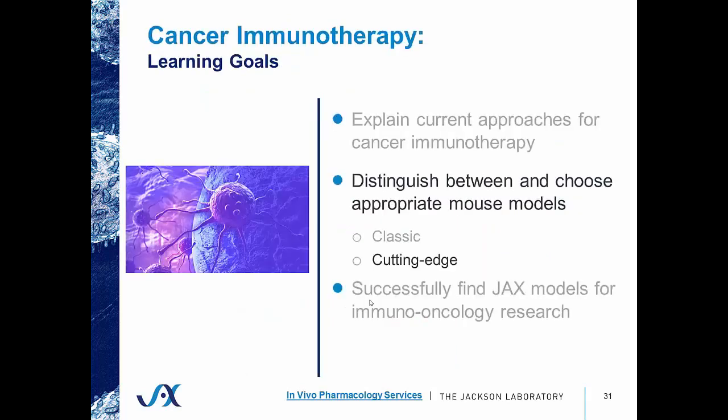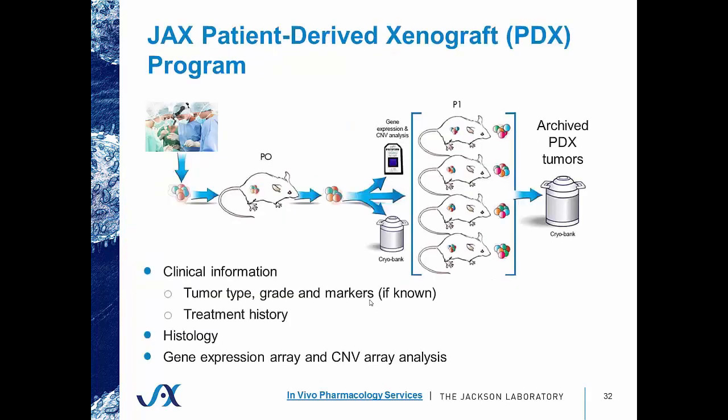So now I'd like to switch gears and tell you some information about some more cutting-edge models that are NSG based. So as we've talked about, and as I've shown you a little bit of examples about, NSG mice can be engrafted with human immune cell populations as well as human tumors and human tumor cell lines. Well, NSG mice actually serve as the platform for our patient-derived xenograft program, in which we take fragments of tumors and inject them into recipient NSG mice, and these are called P0 mice.